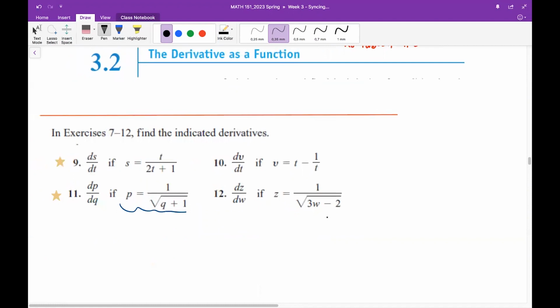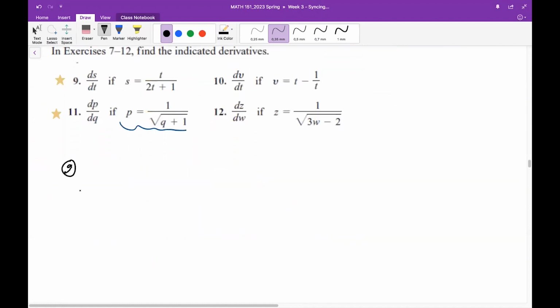Okay, for example, for exercise 9, we want to compute the first derivative as a function by using the limit definition. This is another notation for the first derivative. You can also write it like this. Our function s depends on t. So the limit definition for the first derivative goes like that: s of t plus h minus s of t, divided by h.